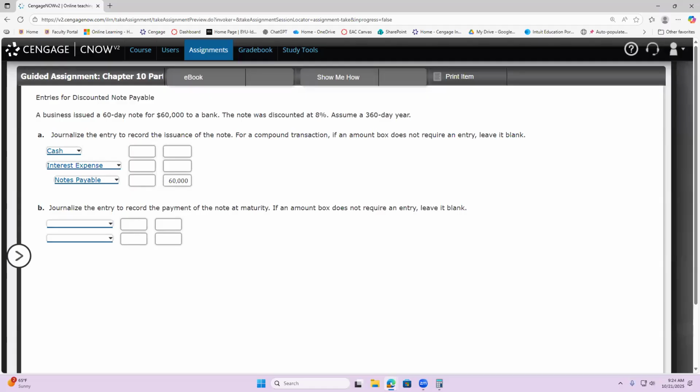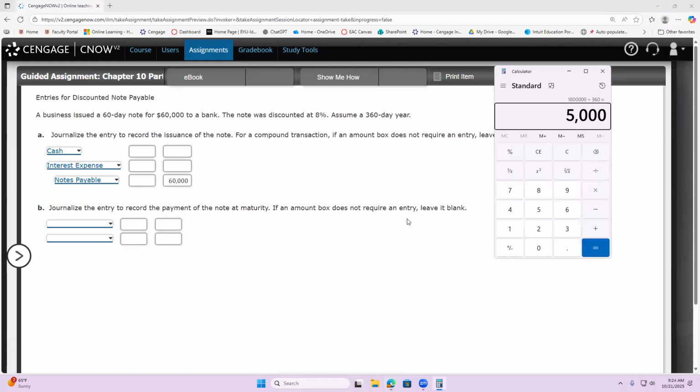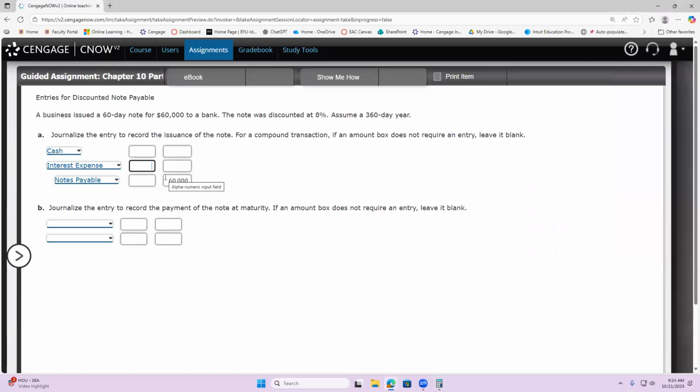So to calculate the interest, again, principal times rate times time. So I'll say this is a $60,000 note times a rate of 8%. And then for a 60-day note, we would say times 60 divided by 360. So the amount of interest on a 60-day 8% note on $60,000 is $800. So now that I know my interest expense, it's pretty easy to calculate how much cash I'm going to get, which is 60,000 minus 800, which would be 59,200.